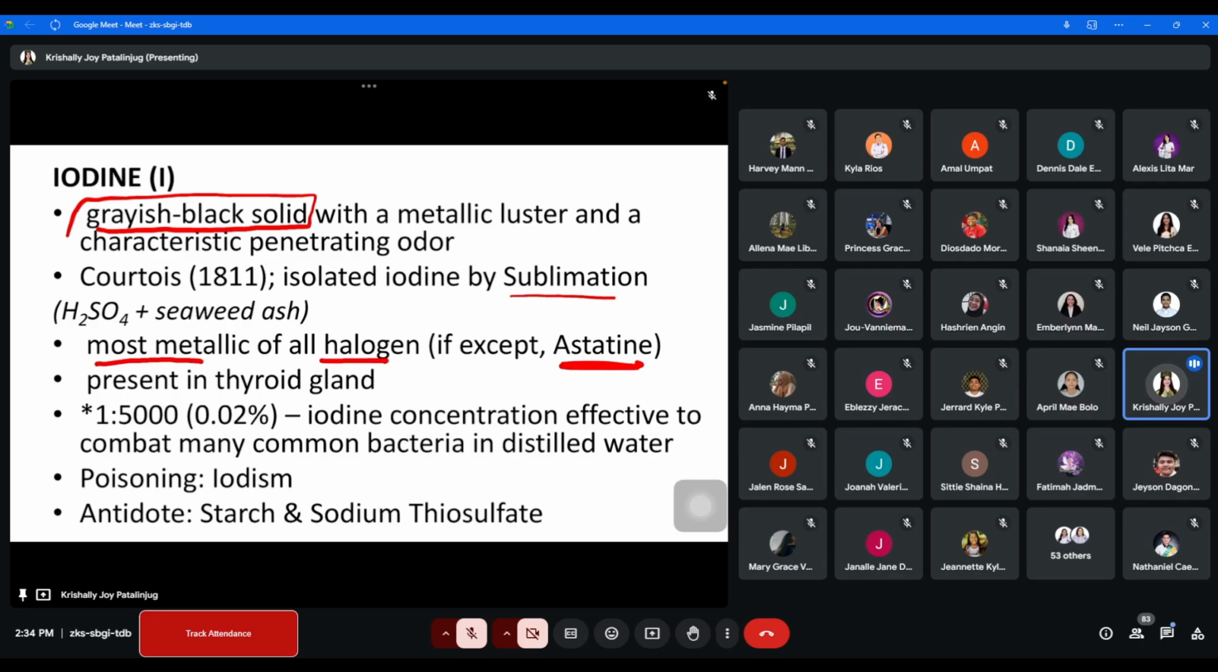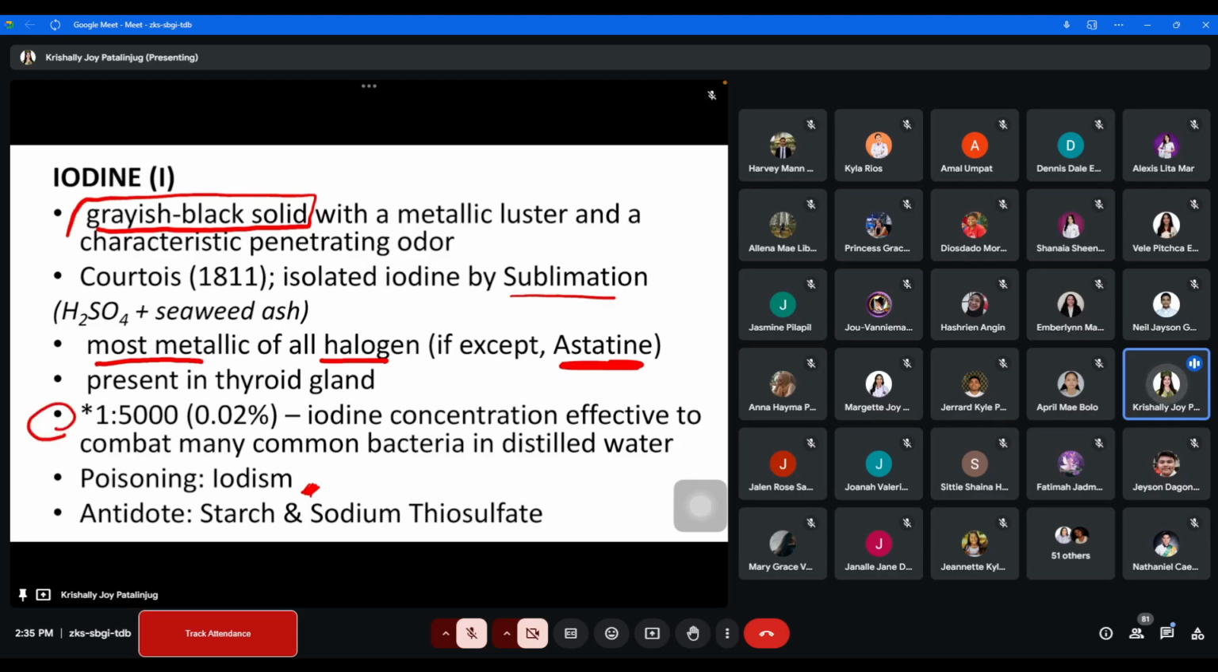Kung sa choices, kumbaga ba, which among the halogens are most metallic, wala si astatine on the choices, then the best answer is iodine. Pero kung nandiyan si astatine sa choices, syempre astatine would be the most metallic under halogen elements. Present siya in thyroid gland. Kaya nga pag merong, kumbaga, sa thyroid gland, secretion, marami, kumbaga, ang thyroid gland is problematic. Pwedeng magkaroon ng pagtaas ng iodine content. We call that iodism. Antidote would be starch, kasi with starch, it is able to form complex with iodine, removing out iodine from the system, or sodium thiosulfate as well.